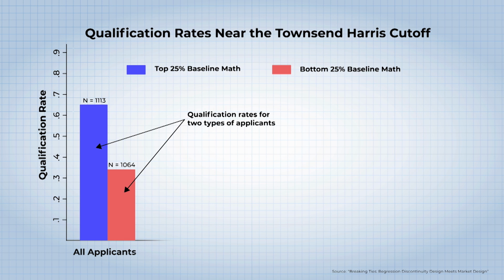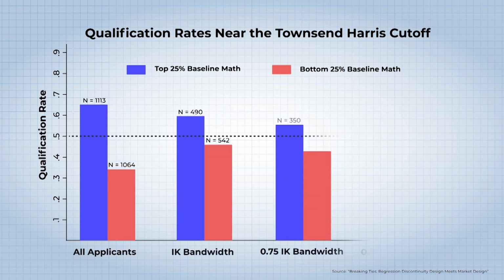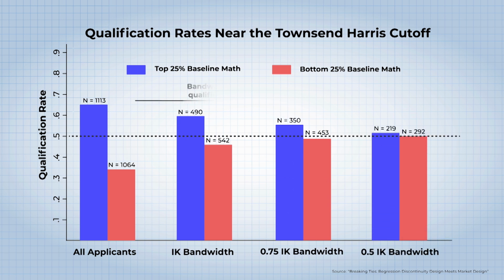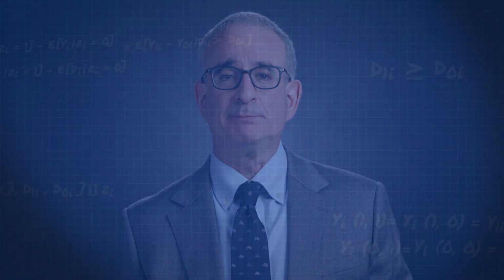Townsend Harris applicants with high baseline scores are much more likely to qualify than applicants with low baseline scores. This isn't surprising. But in a shrinking symmetric bandwidth around the school's cutoff, qualification rates in the two groups converge. Qualification rates in the last and smallest groups are both remarkably close to 1/2. This is what we'd expect to see were Townsend Harris to admit students by tossing a coin, rather than by selecting only those who scored highly on the school's entrance exam. Even when admissions operates by screening, the data can be arranged so as to mimic an RCT.